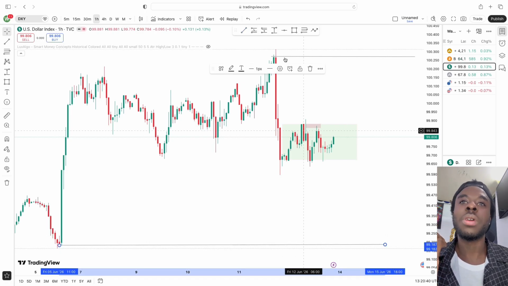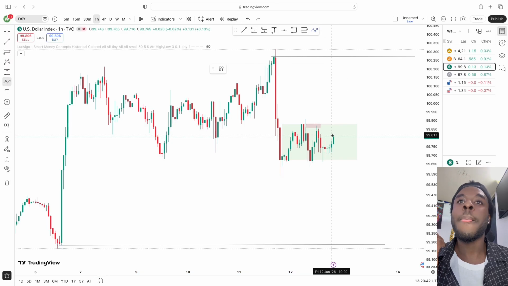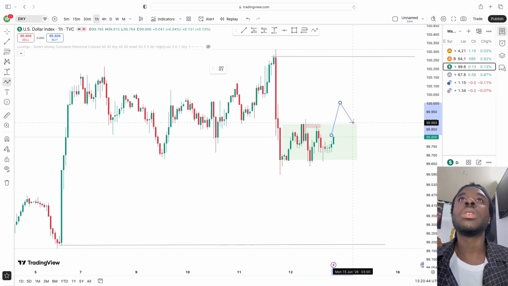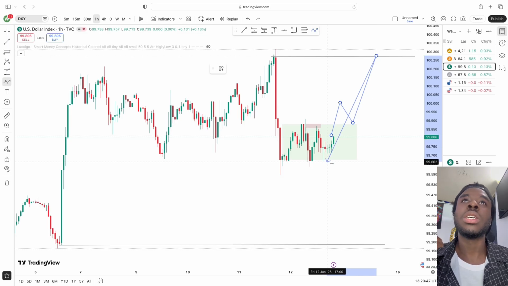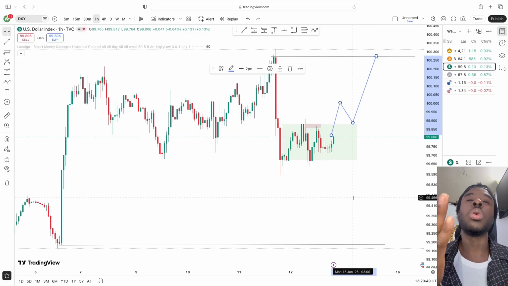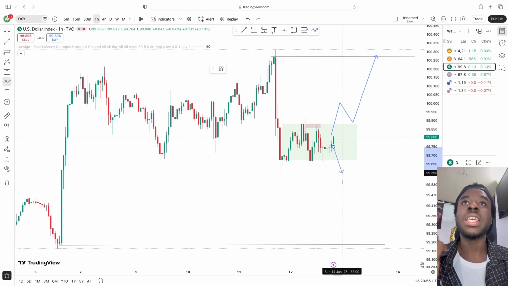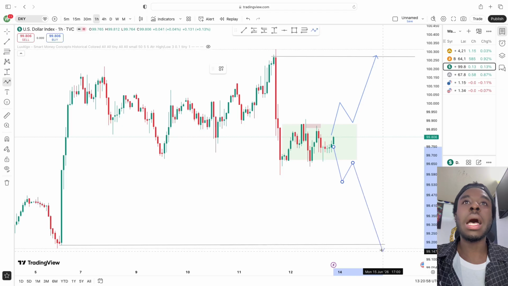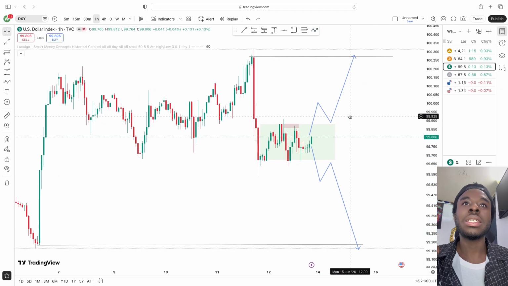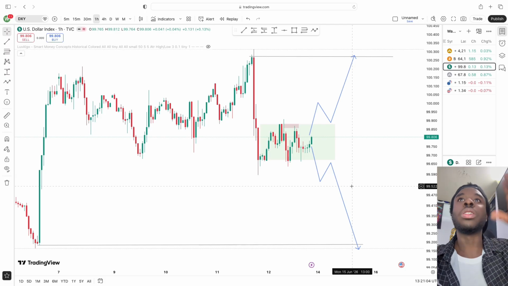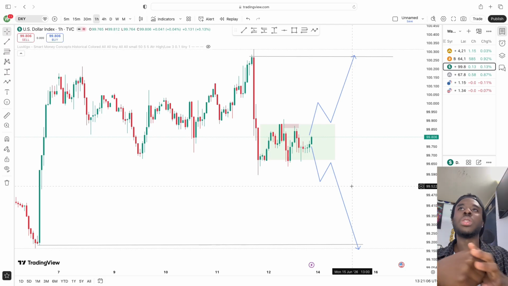So if DXY breaks to the upside here and gives us something like this, what are you expecting on gold? Gold will break to the downside and go to that demand zone we are talking about. If DXY breaks to the downside like this, what will happen on gold? Gold will break to the upside to that supply zone we are talking about.